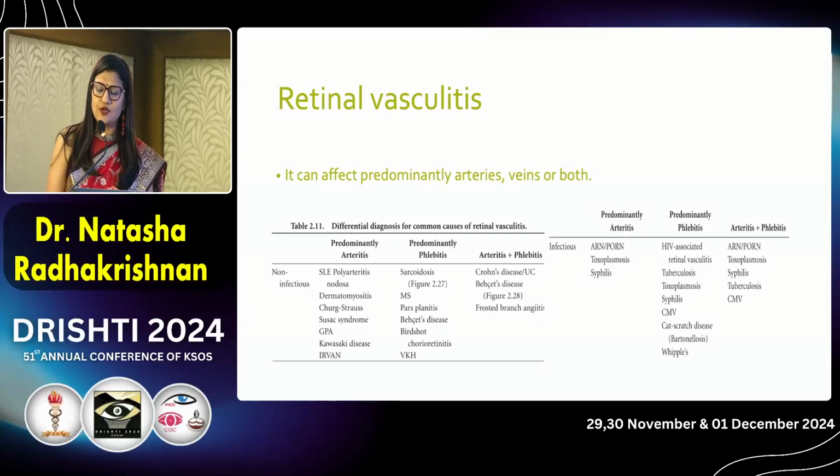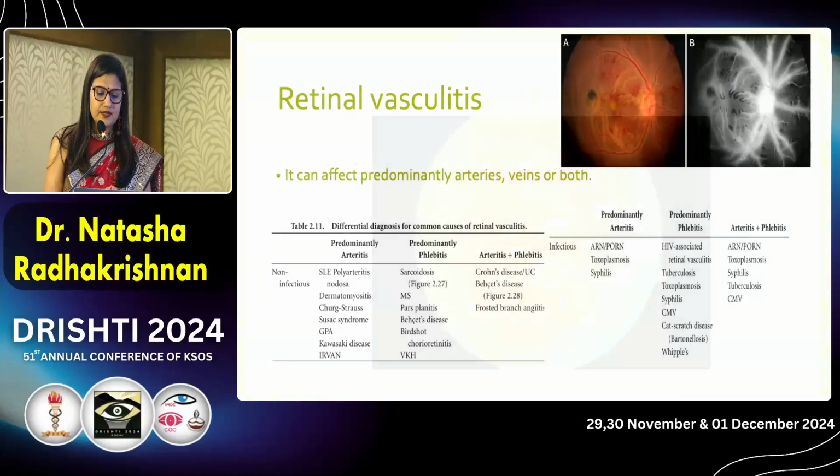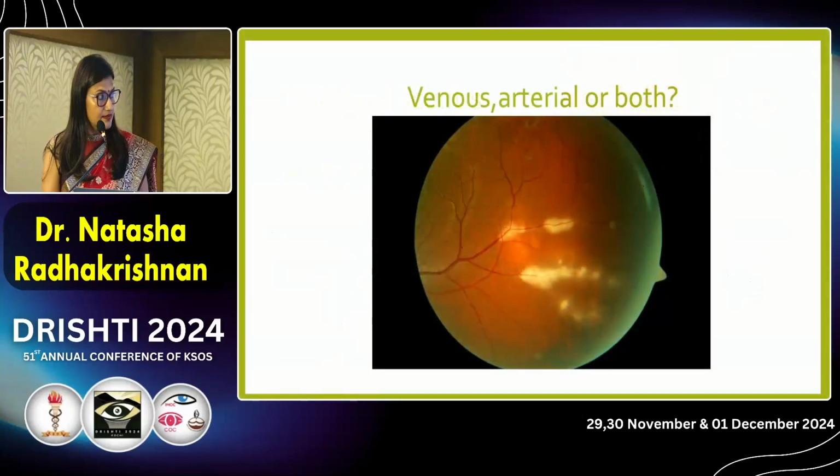Predominantly phlebitis, you are going to think of sarcoid and TB. And if you have arteritis plus phlebitis, you are going to think of conditions like Behçet's. Syphilis also can affect both arteries and veins. So this is venous vasculitis.